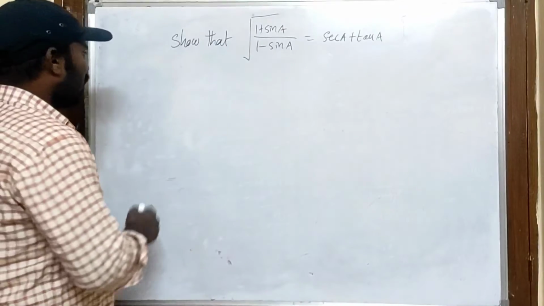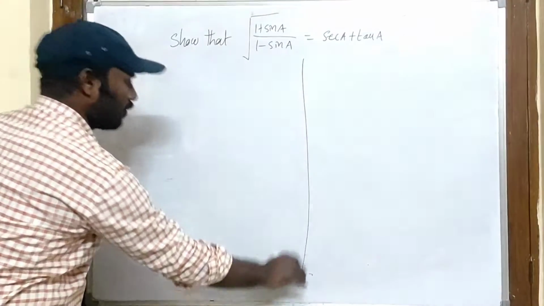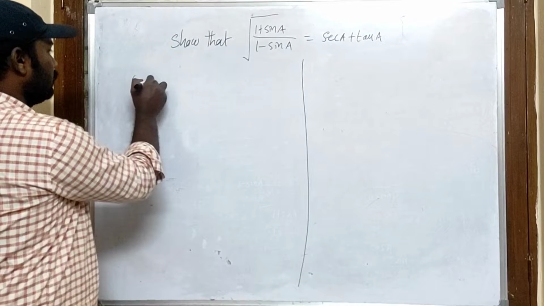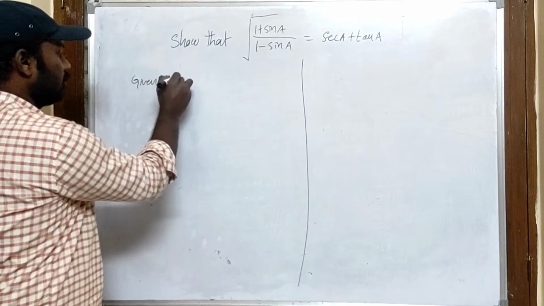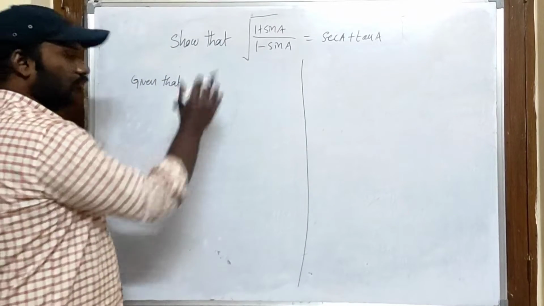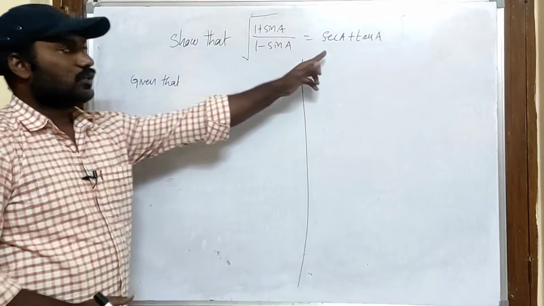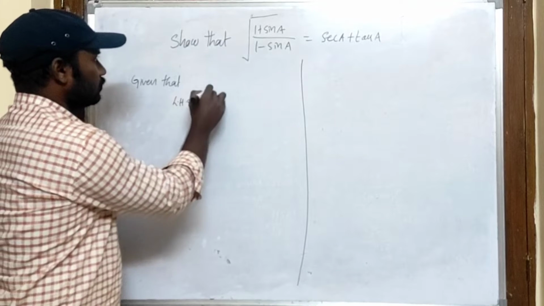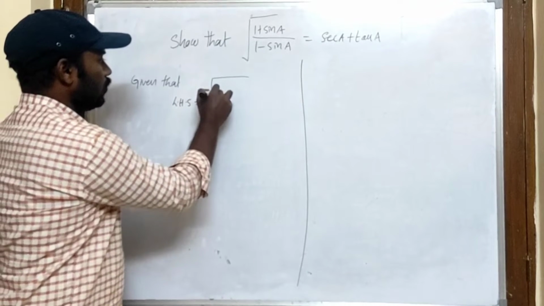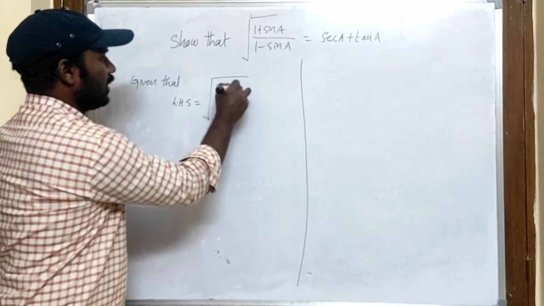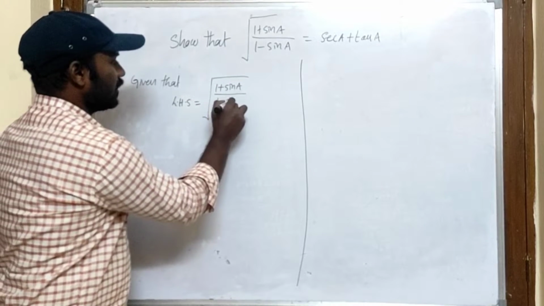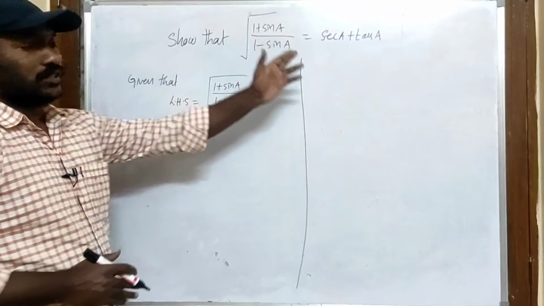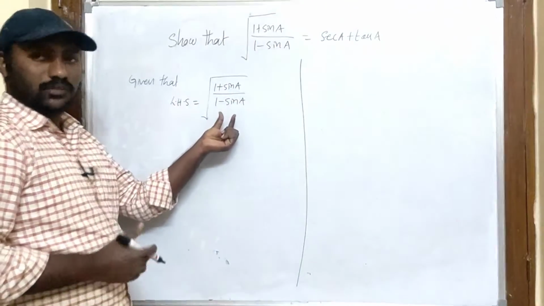Given that, we have to prove here LHS equal to RHS. LHS is given as under root of (1 plus sin A) by (1 minus sin A). Now, to get the solution, we have to rationalize this one.